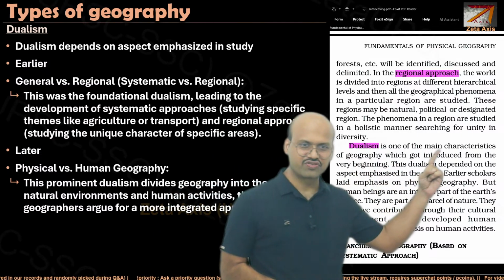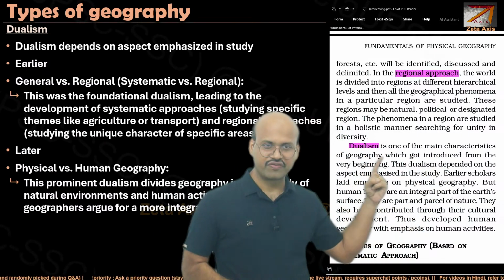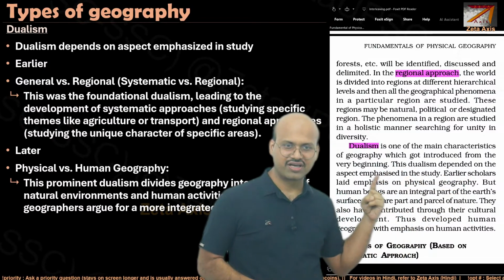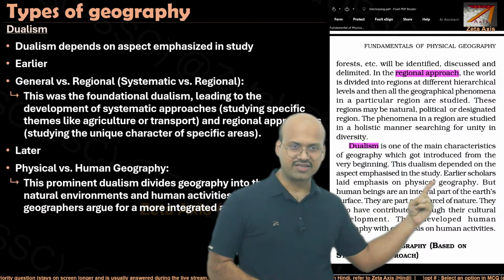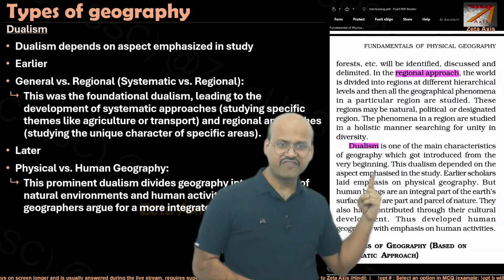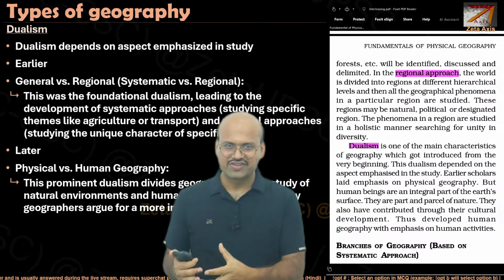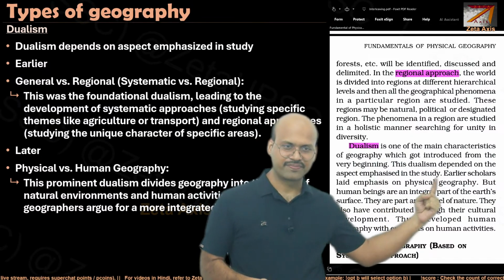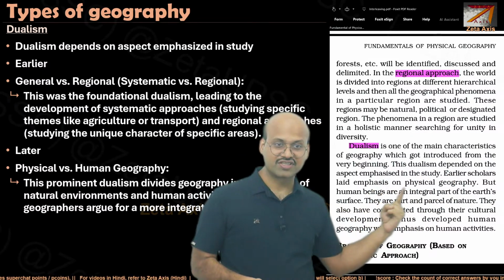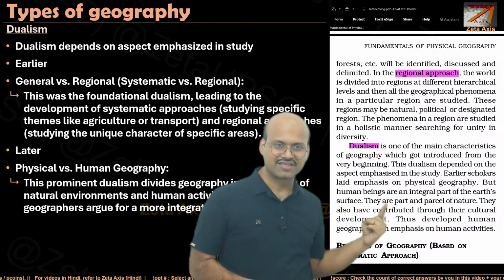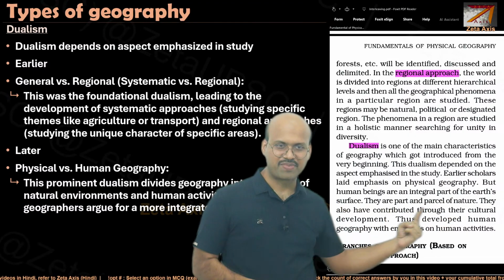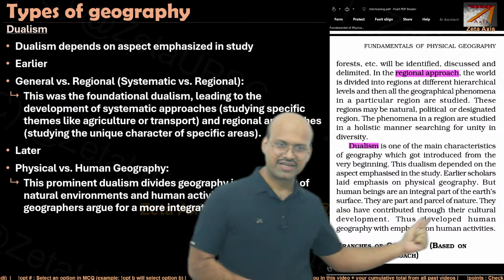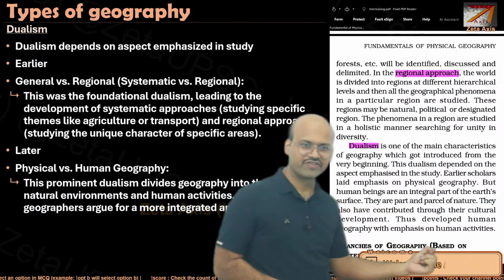It says that dualism is one of the main characteristics of geography which got introduced from the very beginning. Dualism depended on the aspect emphasized in the study. So it depended on what part you want to emphasize, whether a particular characteristic or understanding it holistically. Earlier scholars laid emphasis on physical geography, but human beings are an integral part of Earth's surface. They are part and parcel of nature. They also have contributed to their cultural development. Thus, human geography developed with emphasis on human activities.